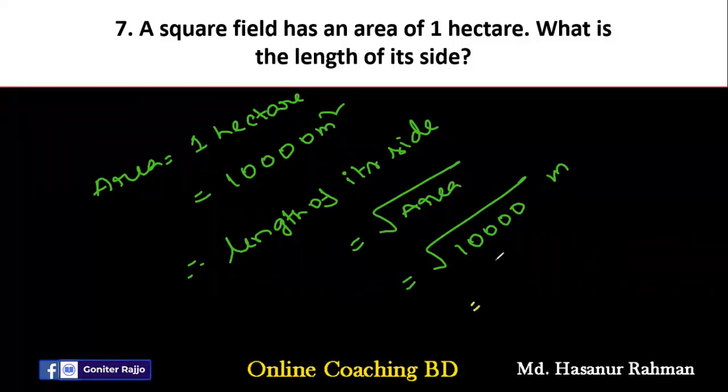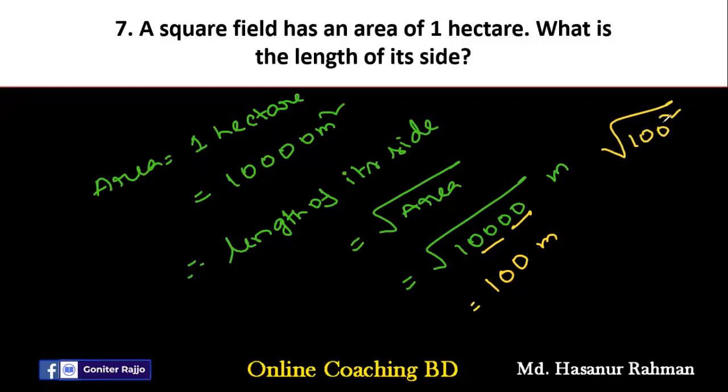We know that if I want to find out the square root of 10,000, we have to solve it in a very easy way. That is, if we have two 0s, then we'll take only one 0. So the square root of 10,000 is equal to 100. Actually, the square root of 10,000 means the square root of 100 squared, and we know that the square and the square root both cancel, so it will be 100. In this way, we can easily solve number 7.